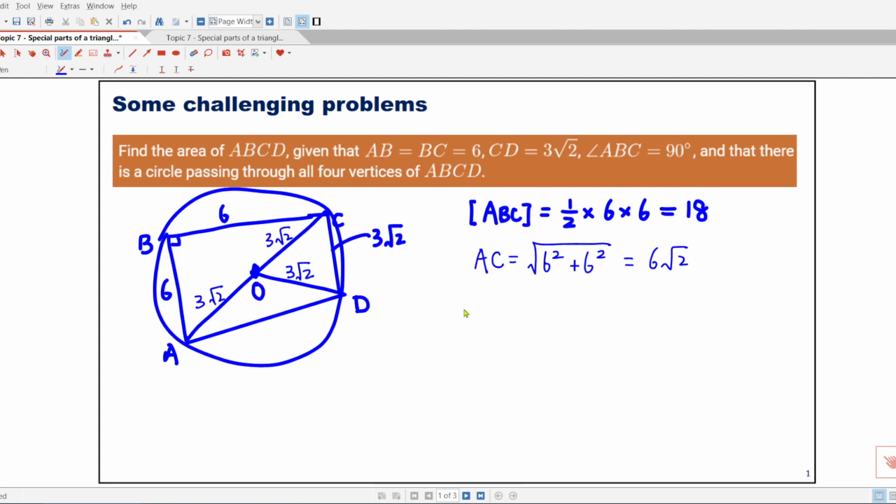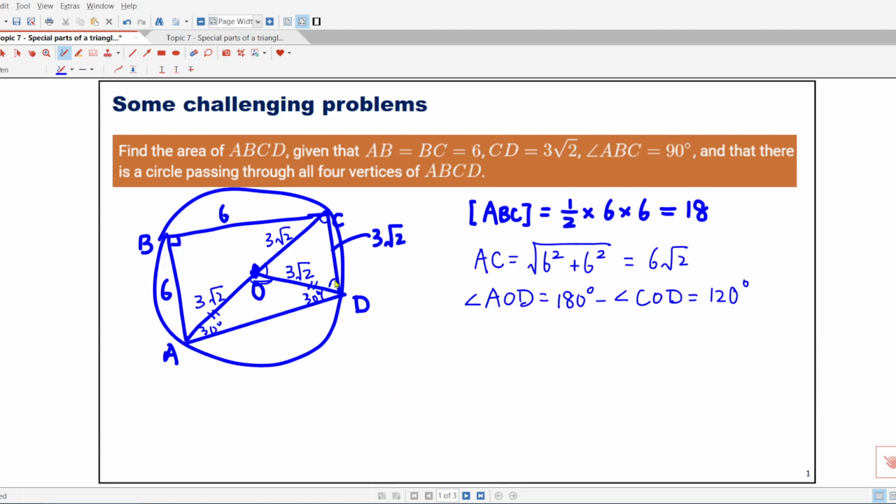And we also know that triangle OCD is equilateral triangle, right? So each of these angles is 60 degrees, and then angle AOD equals 180 degrees minus angle COD, which gives us 120 degrees. This angle here is 120 degrees. And triangle AOD is also isosceles triangle, right? This side equals this side. And each of these angles is 30 degrees, right?